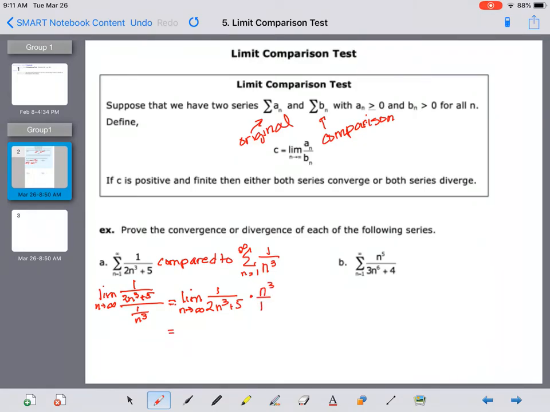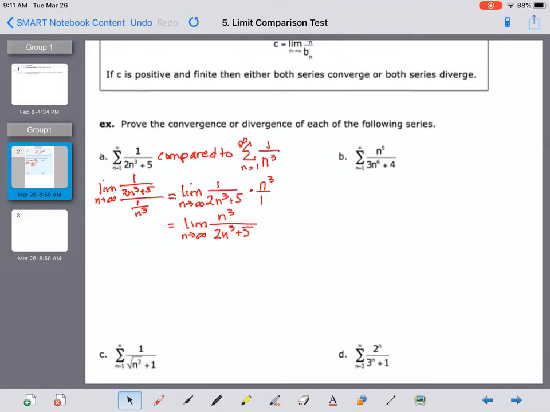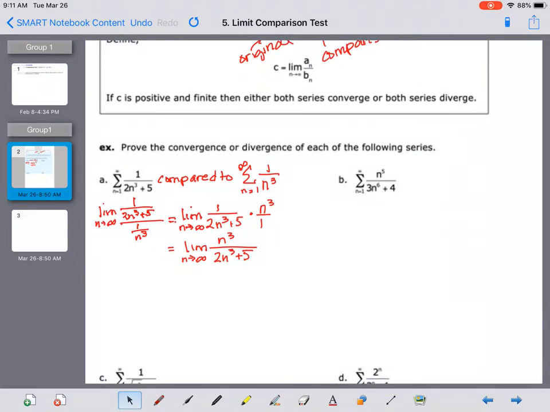And if we simplify that all the way down, we get the limit as n approaches infinity of n cubed over 2n cubed plus 5. And now we have a limit that we can actually take the value of. Of course we're taking limits to infinity, so we're still going to use those three rules.